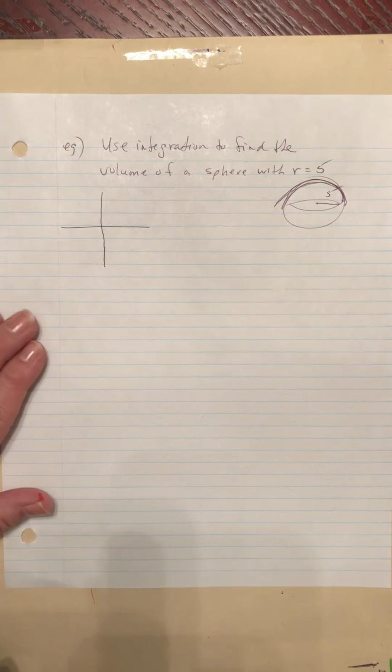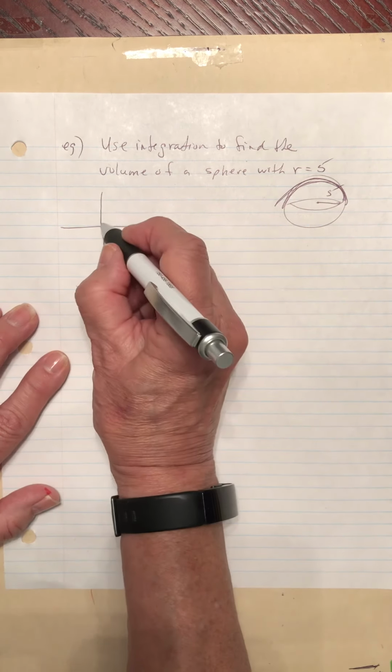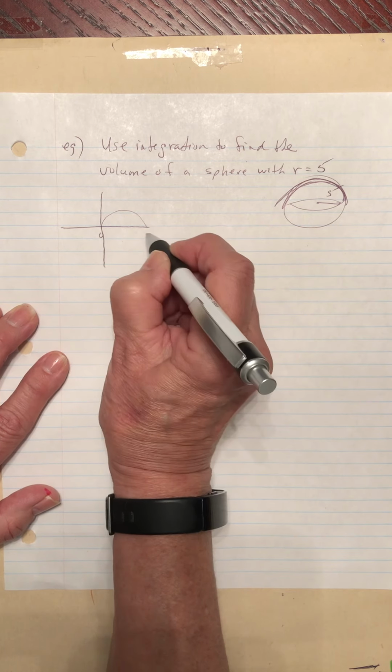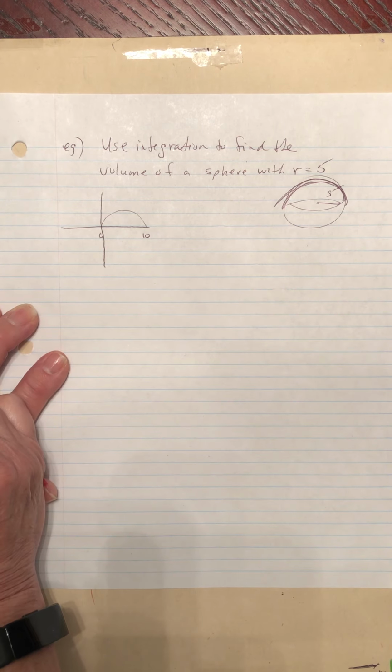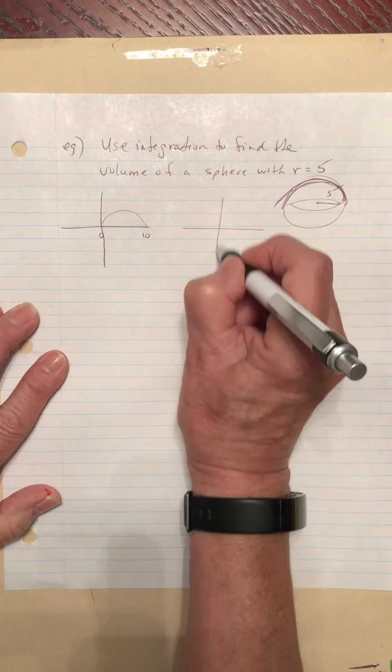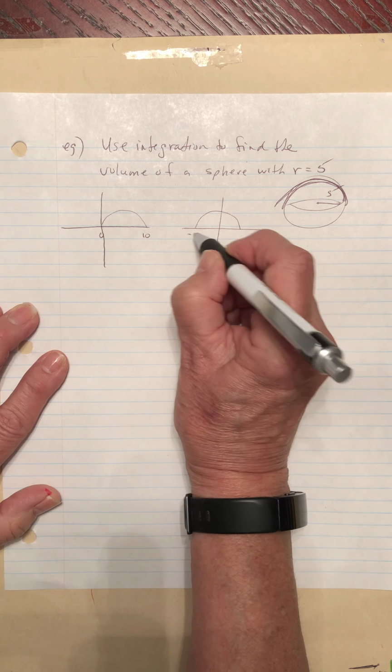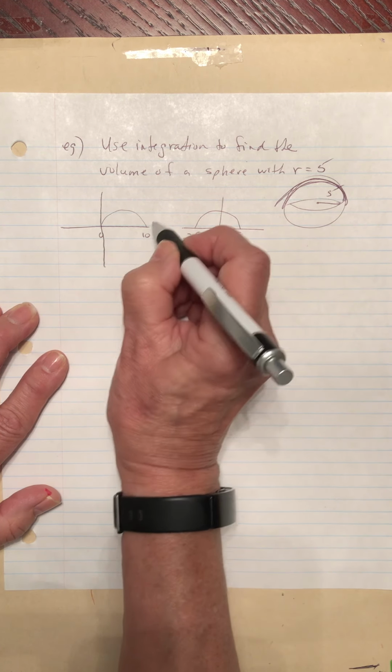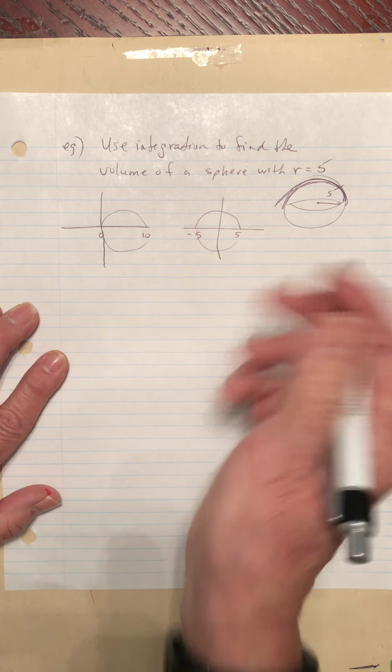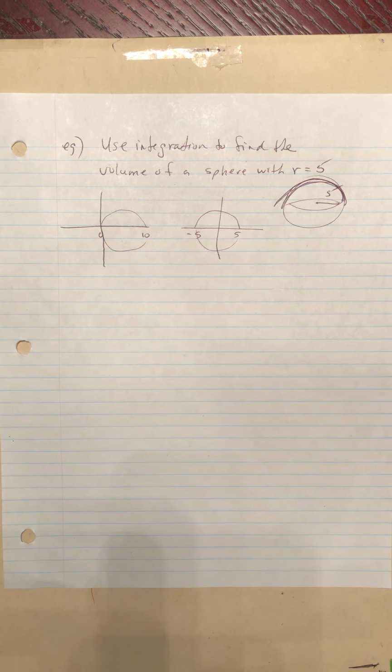So where do I want to draw this thing? I have choices. I could draw it here, saying I'm going to go from 0 to 10, right? That would give me a radius of 5. Or I could do this, say I'm going to go from negative 5 to positive 5. Either one of these, once I rotate them, I will have this sphere.